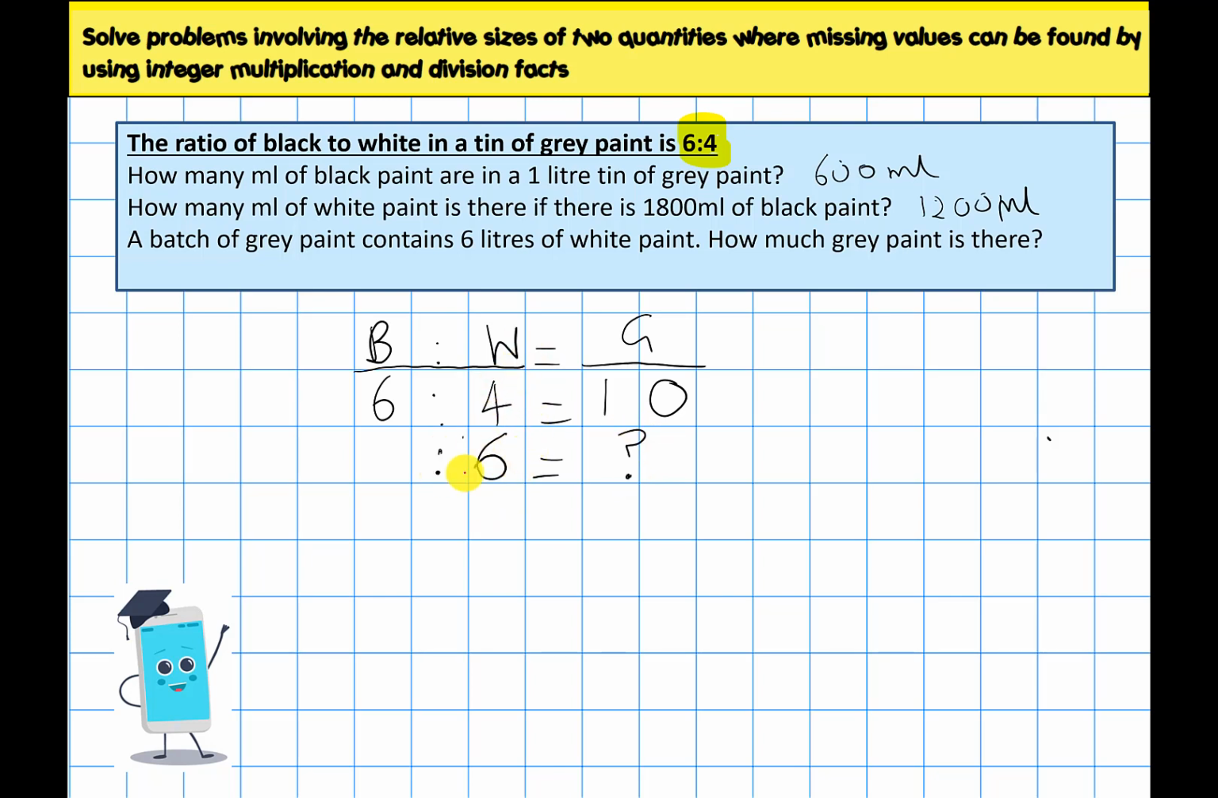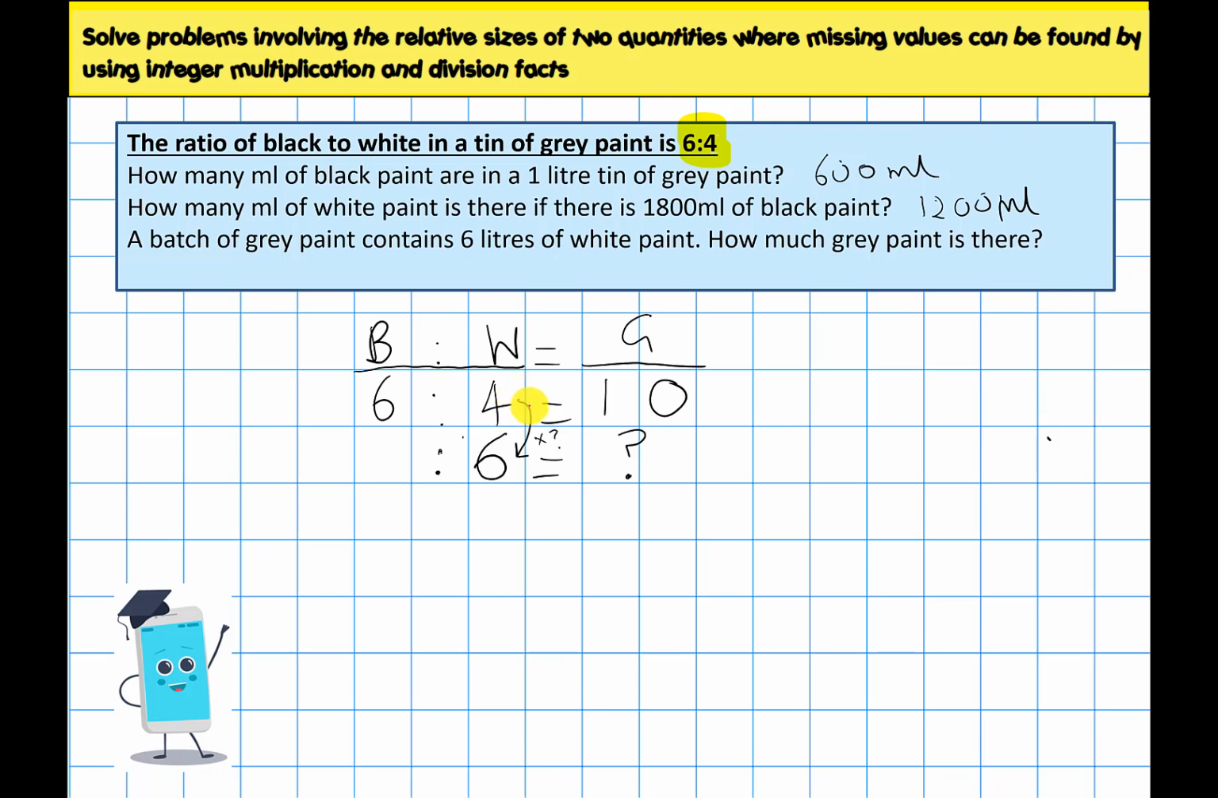I've got 2 bits of information here that I can compare. So I need to think about what to multiply 4 by to get to 6. What am I multiplying 4 by to get to 6? Now some of you may be able to do this. You may recognise what you multiply 4 by to get to 6. If you've got it, then apply it to the rest. If you're not sure, I'm going to give you a strategy.